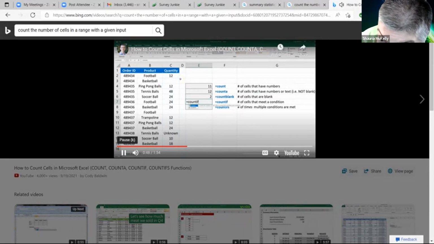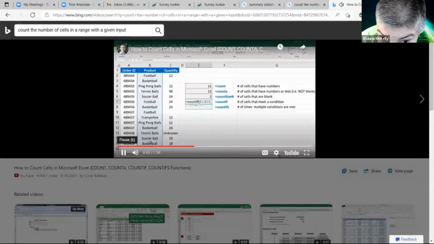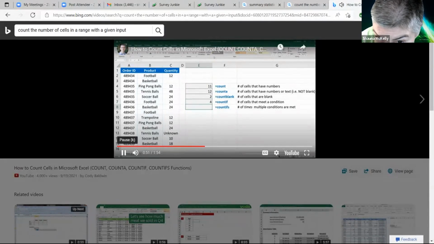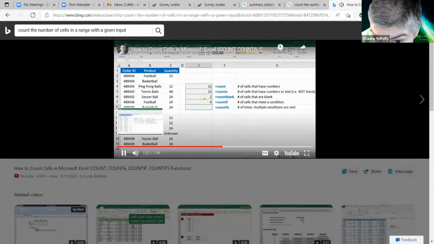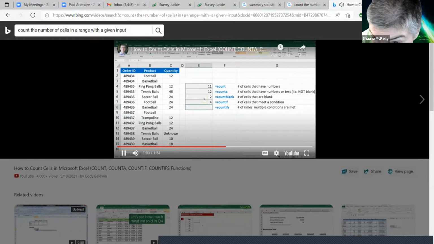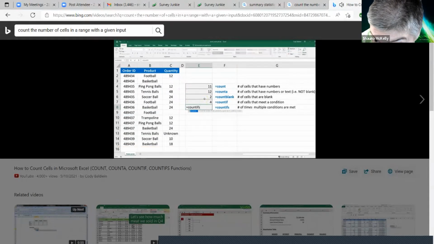Okay, so with COUNTIF, let's say maybe we're going to look at the product column and count the number of times that basketball occurs. Yeah, that's what we want. So we want COUNTIF. 4 in this case. So I see 1 here, 1 here, 1 here, and 1 there. So basketball, we're gonna use quotation marks. Now COUNTIFS is a little different. It's not counting the number of cells, but the number of times that multiple conditions are met. And so let's use COUNTIFS.